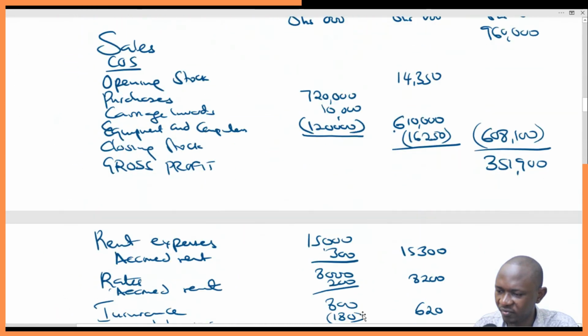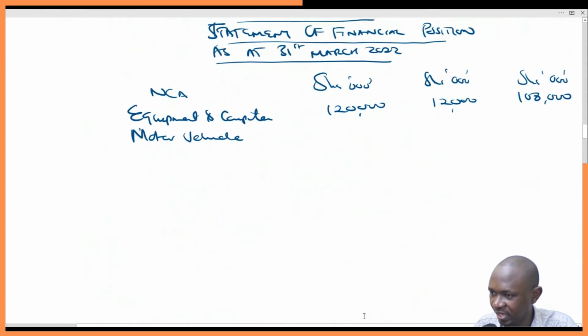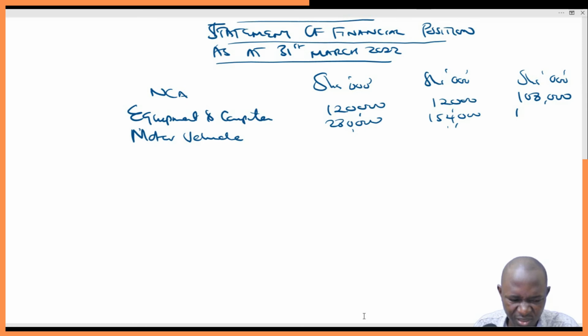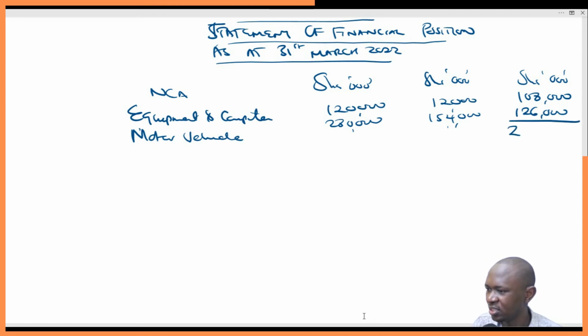280,000 minus 154,000. This will give us 126,000. You can just check to confirm. Yeah, if you add 154 plus 126, you get to 280. So we are good to go. So this is 234,000. Good. Then we go to current assets.